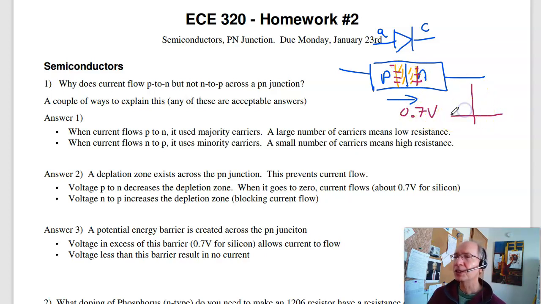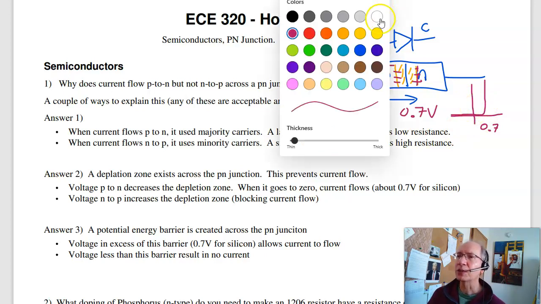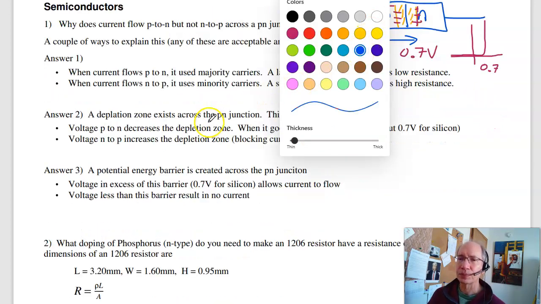Those last two are kind of nice because the way the current flows through a diode is actually kind of like this. It takes about 0.7 volts for silicon to conduct, and you can explain that with the depletion zone or potential energy barrier. The majority-minority carriers, it's kind of hard to see why you need 0.7 for it to carry current, but you do. So any of those are fine. Pick your favorite. Problem 1.